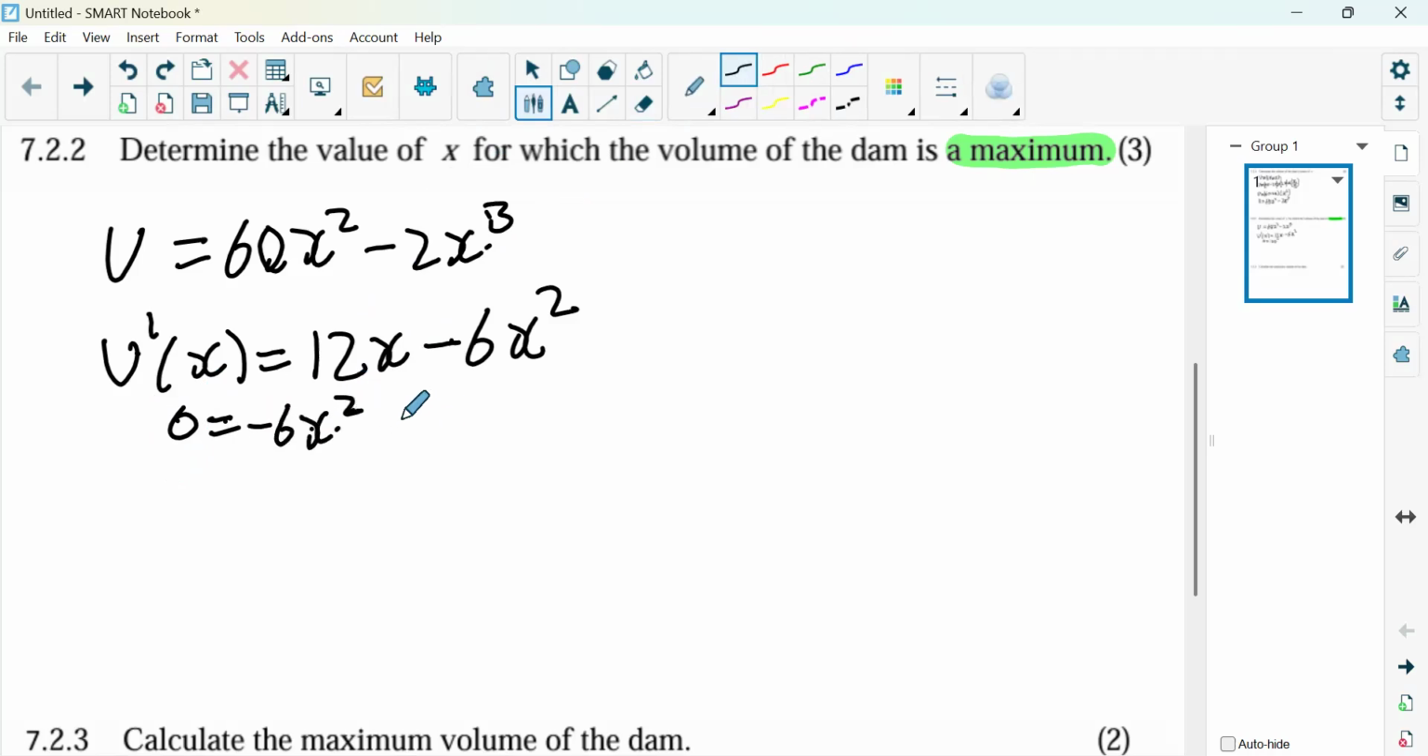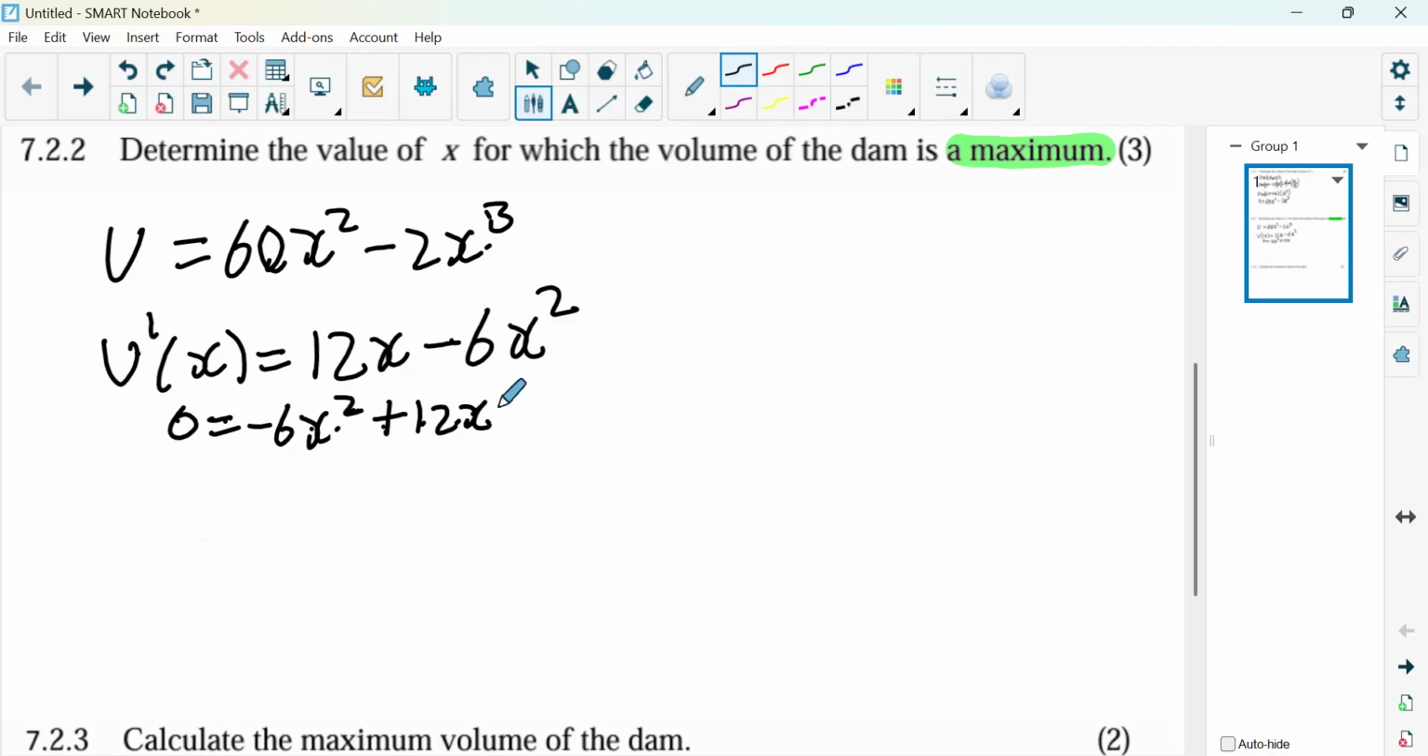Plus 12x. Remember, the 6 is negative plus the 120 is positive. Now from here onwards, we can then say what is common between these two things? What seems to be common? Because it's only two things, right? What seems to be common between these two things?